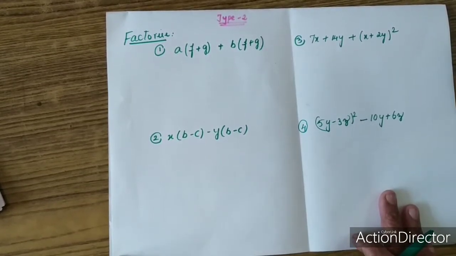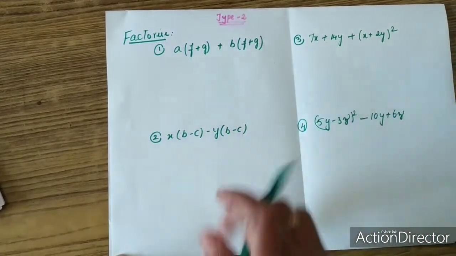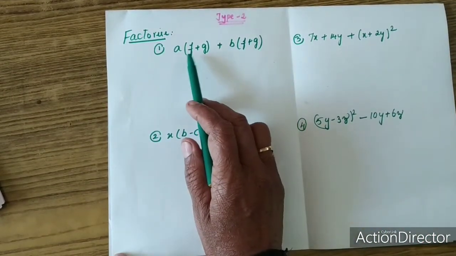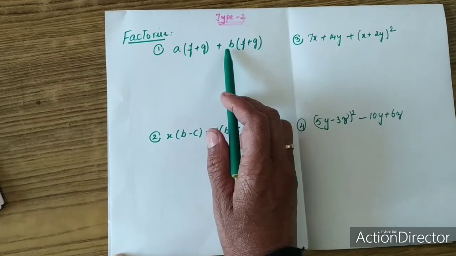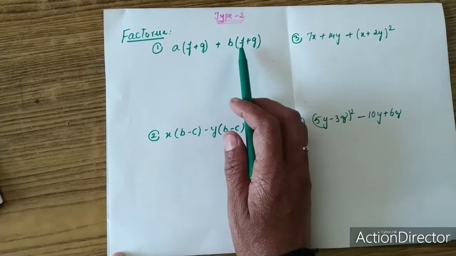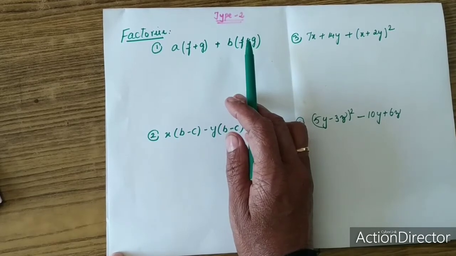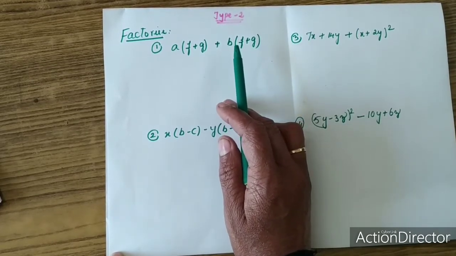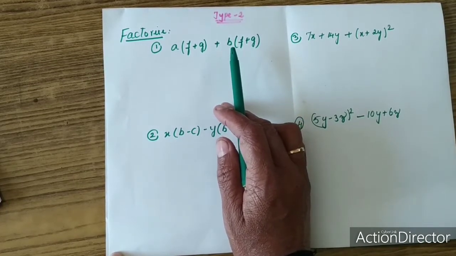Today let us see type 2 in factorization. Here it is given a into (f plus g) plus b into (f plus g). We have to factorize this. So the first step in factorization is always to take out the HCF of the different terms given over here.